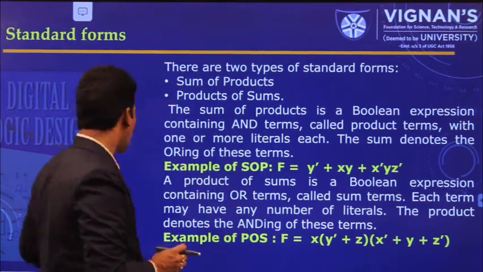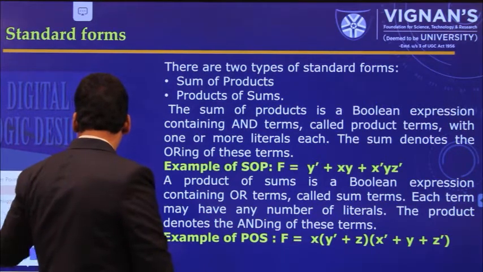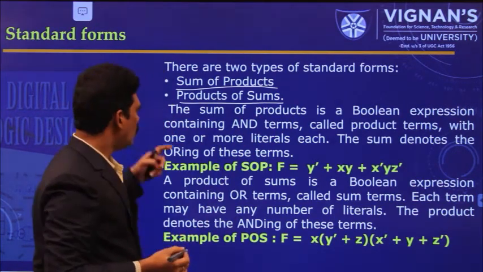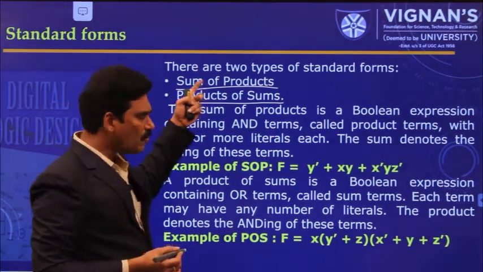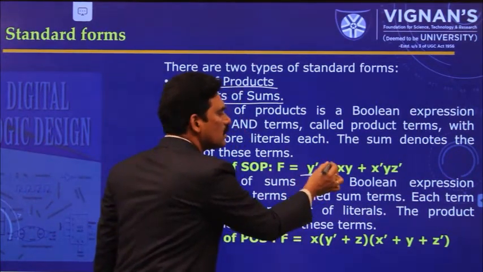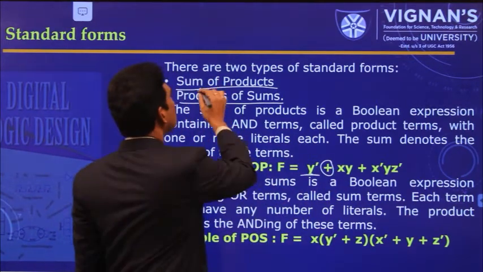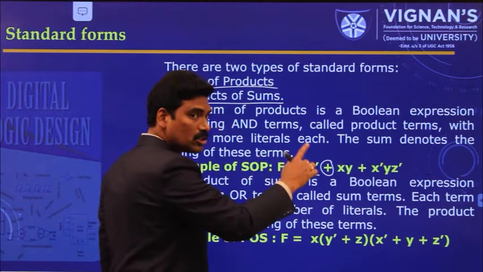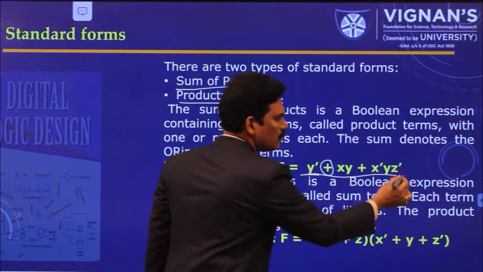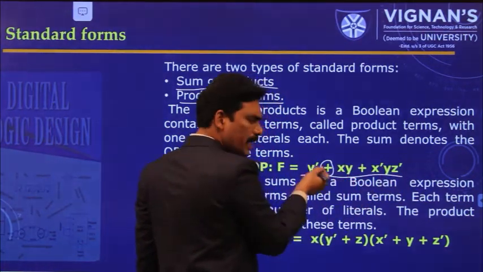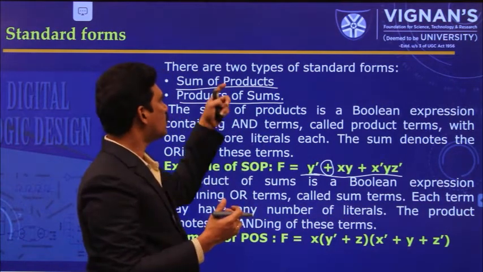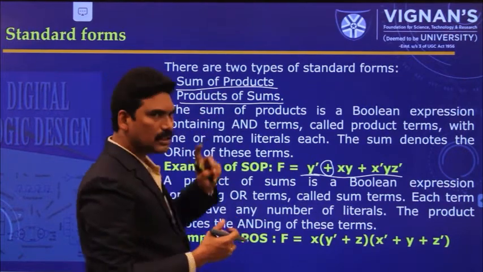There are two types of standard forms: the sum of products form and the product of sums form. So what is sum of products? Sum of products means the expression is a sum of product terms. Product terms summed is called sum of products. The example for this is y bar xy, x bar y bar z. Here there is no z term, no xy term, no xz term in this. So this is sum of products.